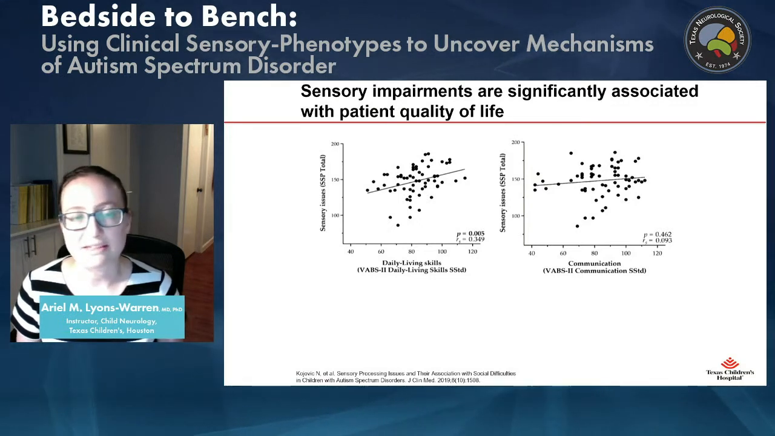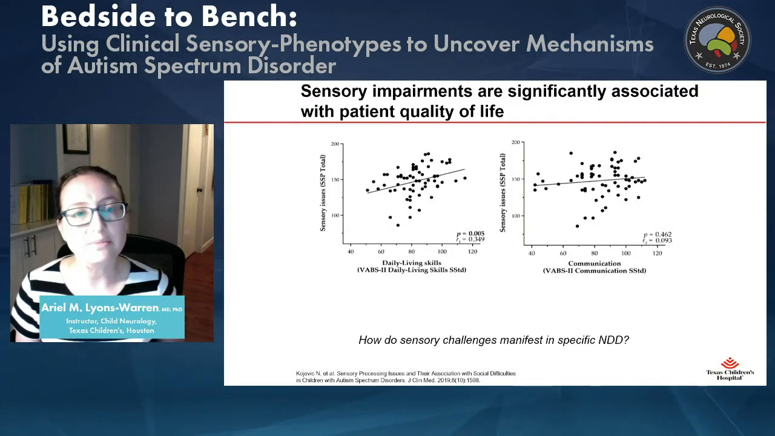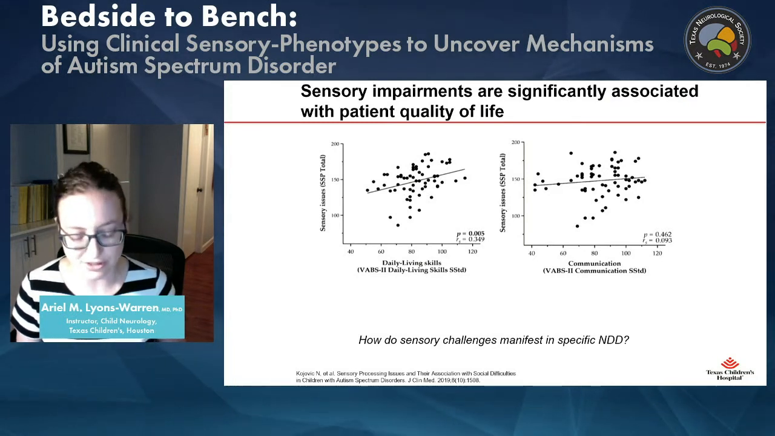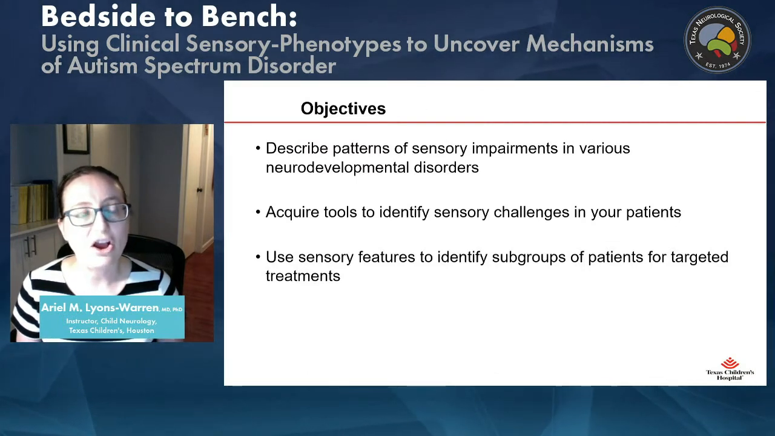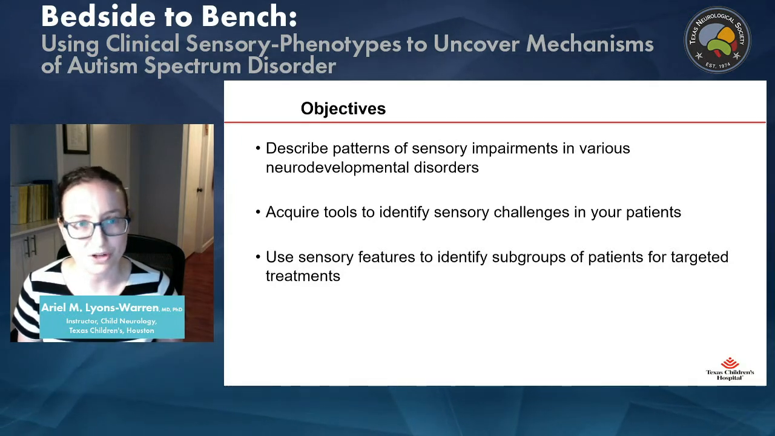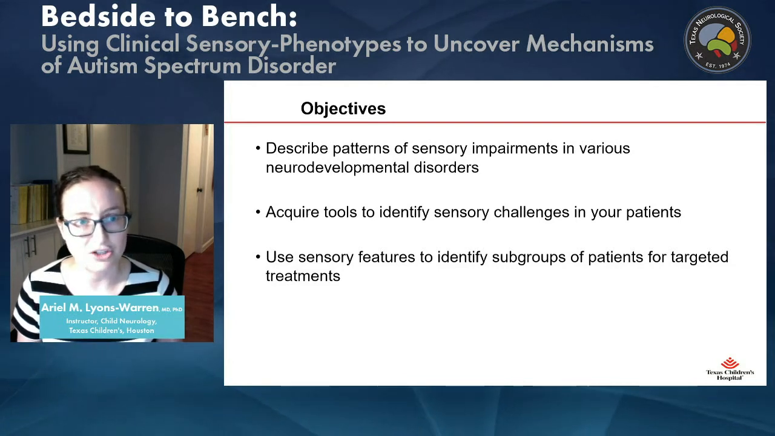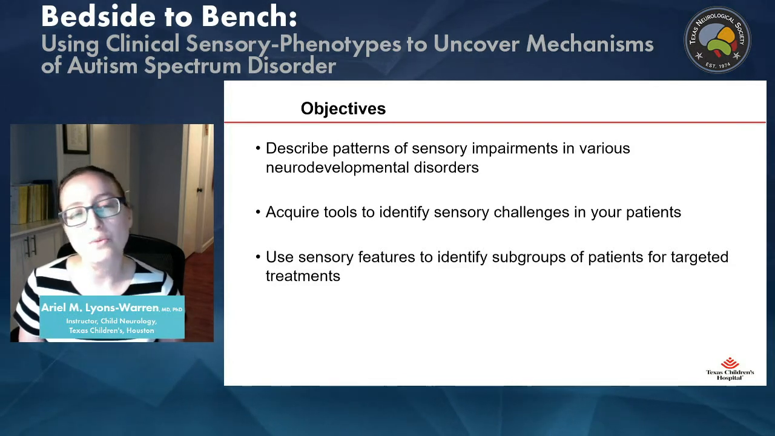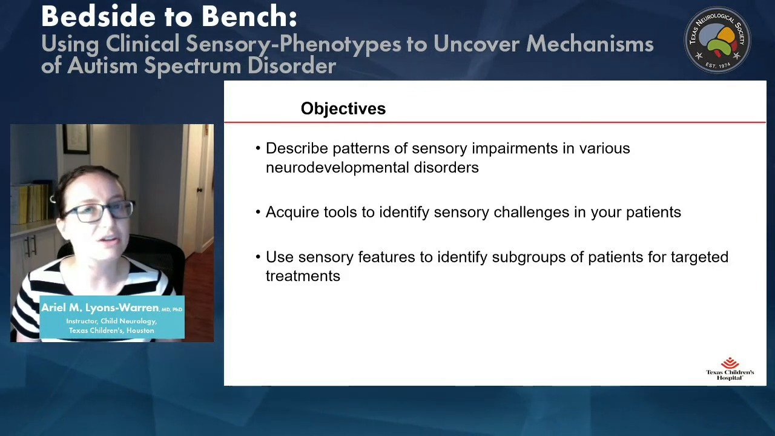From this, now that we know that sensory impairments are common and debilitating, I've wondered how these sensory challenges manifest in specific neurodevelopmental disorders, which will be the focus of today's talk. My objectives today are first to describe the patterns of sensory impairments in various neurodevelopmental disorders, and to give you some tools for identifying these challenges in your patients. And then at the end, I'll talk about how we use these sensory features to identify subgroups of patients for targeted treatments and to understand specific mechanisms in neurodevelopmental disorders.